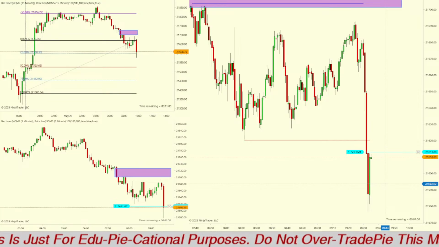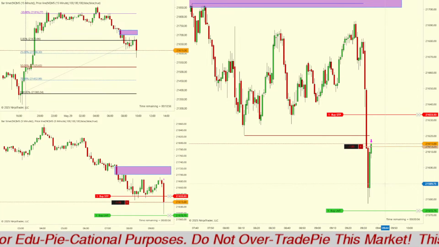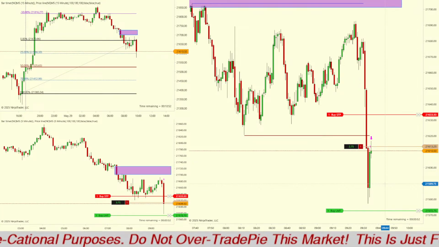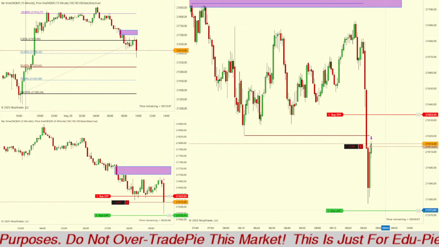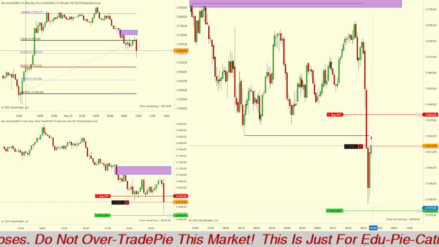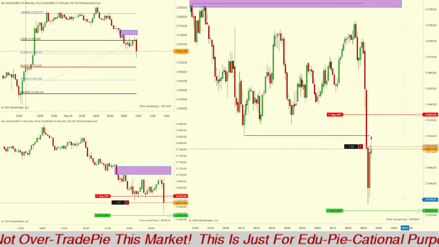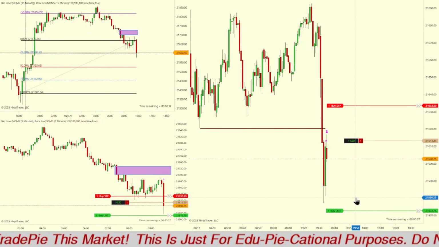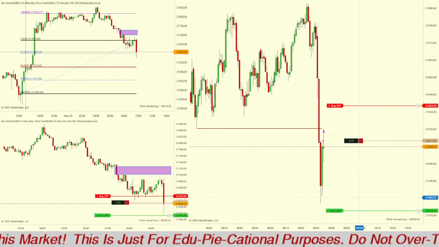Getting very close to filling my position for sell, and here I'm filled, and the stop loss is 20 and the target is 40 handles, exactly the same as TradingView, and we are waiting over here to see how the market reacts towards the first presented fair value gap.